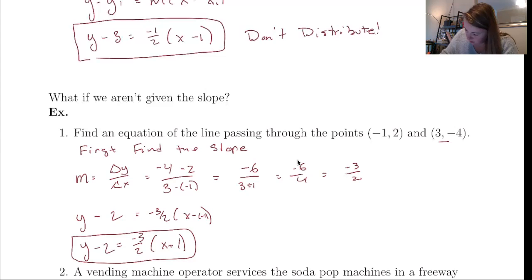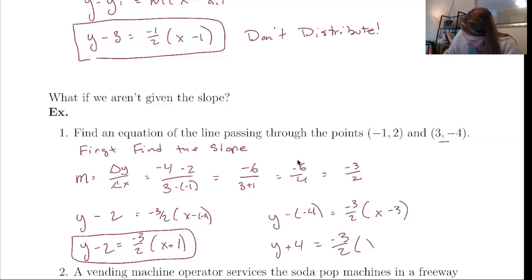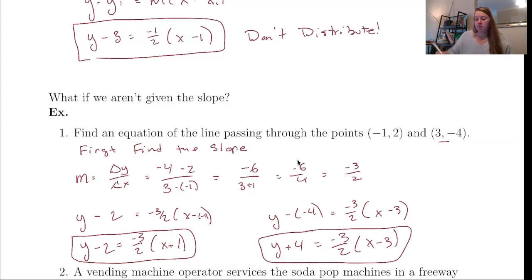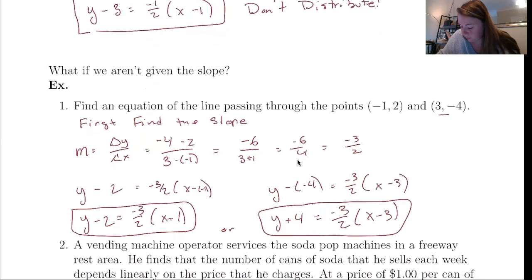I also could have done it with this point. So I could have done y minus -4 equals -3/2 times (x minus 3), which would have been y plus 4. Ooh. So those are the same line. You just need to give one in your answer, okay? But that's the glory about it.